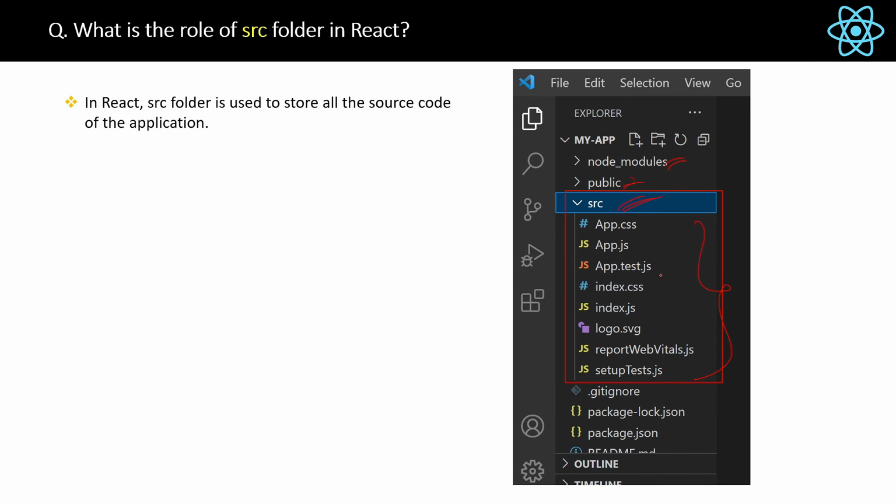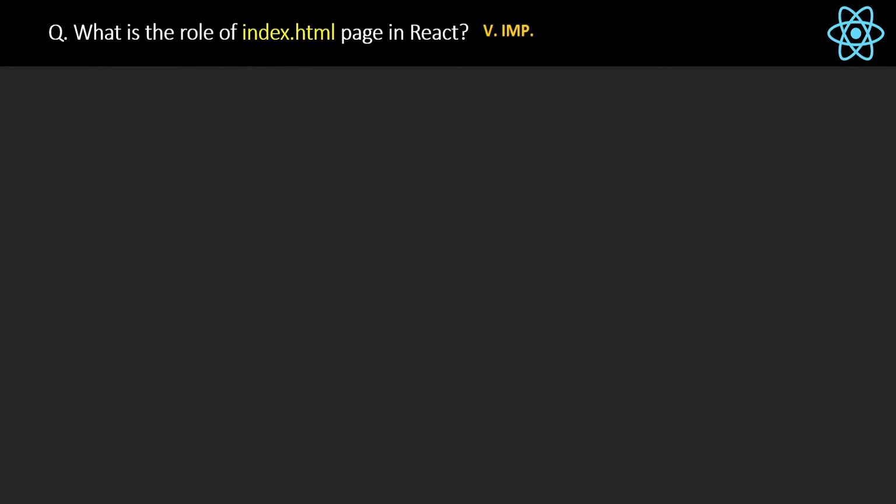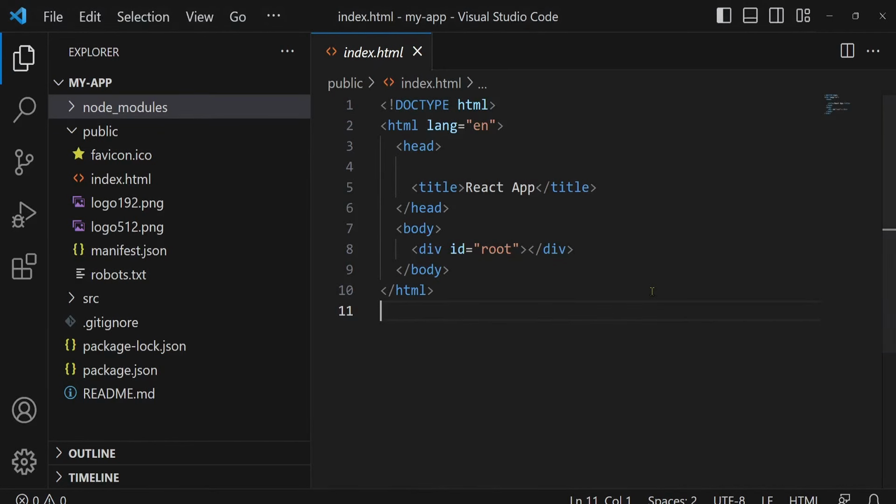And in upcoming questions, we will cover separate questions on these index.js and app.js files, which are again very important files for React app development. What is the role of index.html page in React? Let's see the code in VS Code for index.html. Here is the index.html file in React, right?